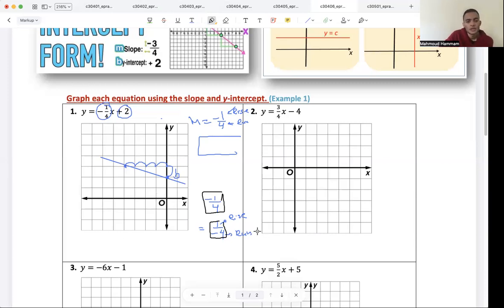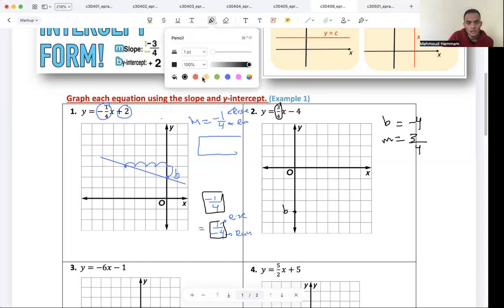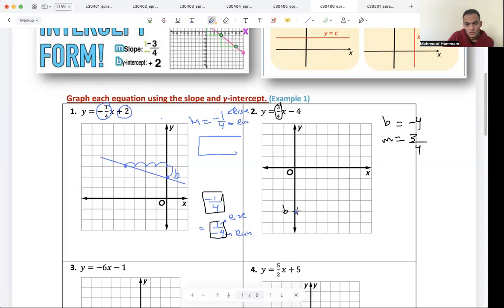Okay. y equals 3 over 4x minus 4. What is the y-intercept? b equals -4. m equals 3 over 4. m is the coefficient of x. The number beside the x is the m. So m equals 3 over 4. Very good. Where is b? -1, -2, -3, -4. This one, -4. So this is my point, the first point. Let's take another color. Blue. So this is b.